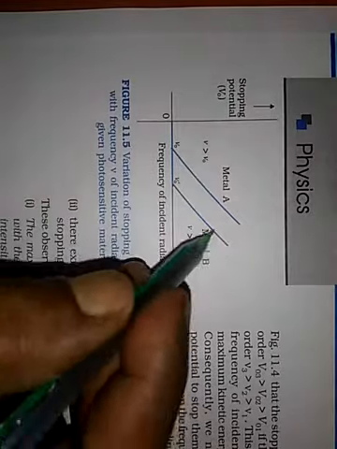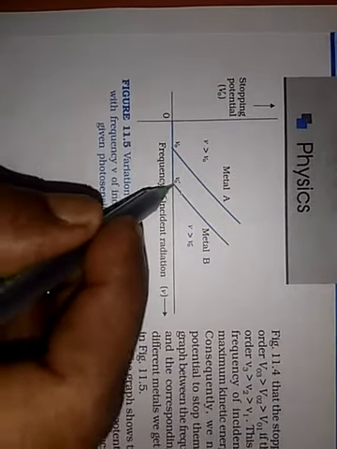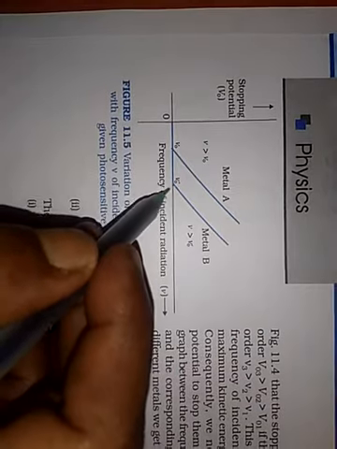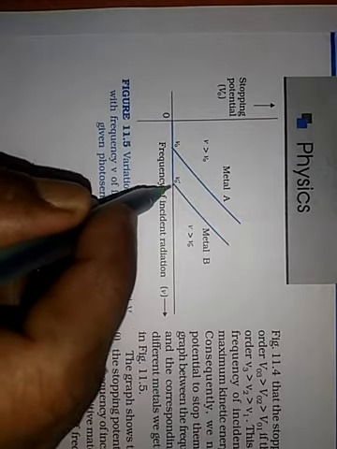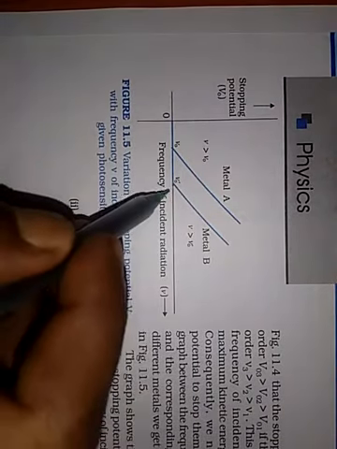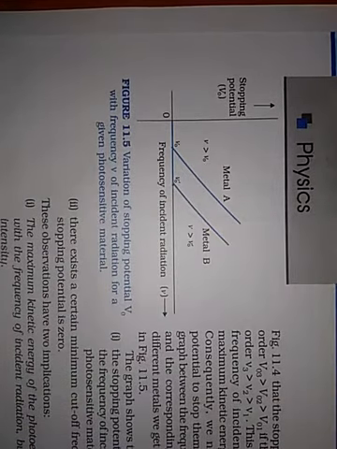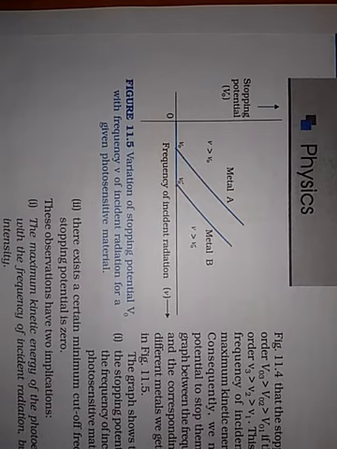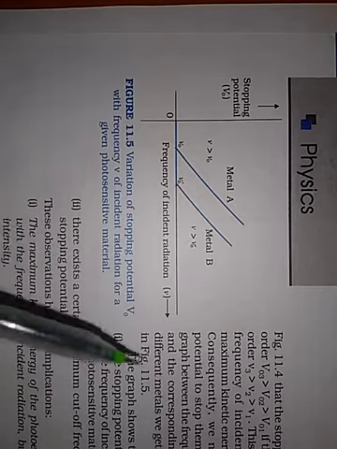Same thing happens with metal B also. So from 0 to nu naught dash, this is called the threshold frequency. The stopping potential is 0. Whereas after crossing nu naught dash, the threshold frequency for metal B, if you increase the frequency, the stopping potential also increases. Okay, so these are some of the important observations we have to consider, and these have been proven.